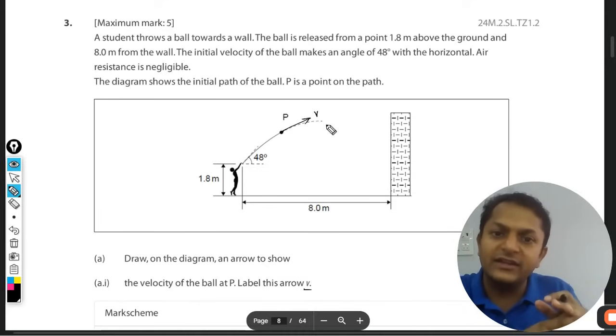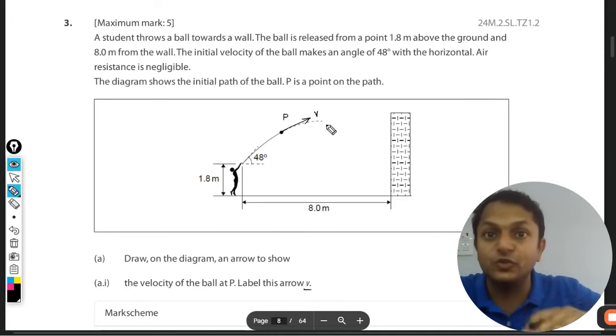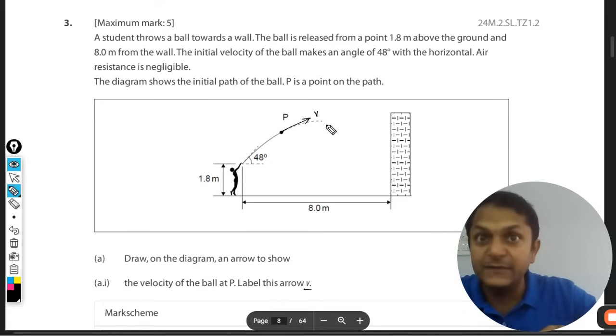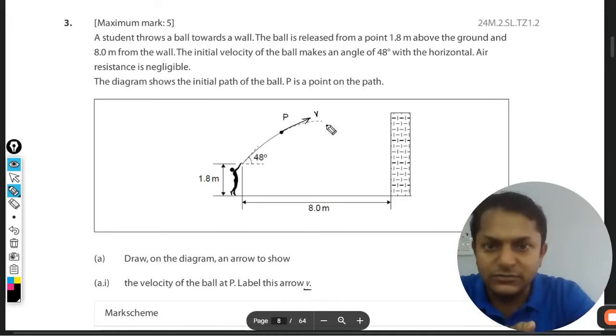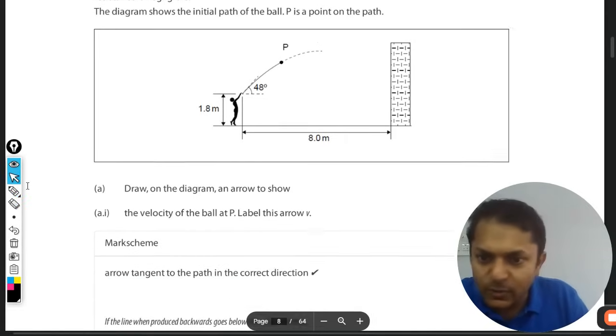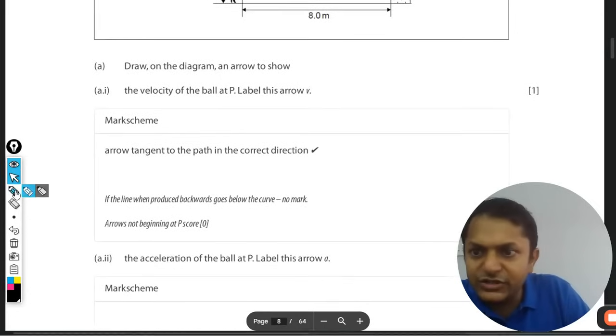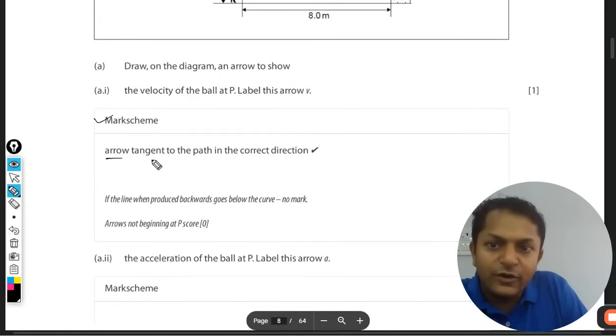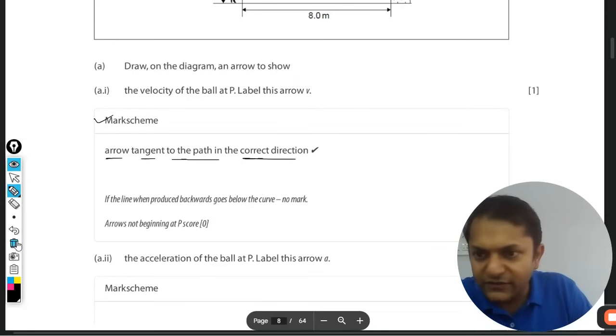You can even write that it will be the tangent to the trajectory at the point P, and this is how it is shown. So this is part A1. We have done it. Let us now move to the next question and see what they are asking. You see, the mark scheme is also given here. Arrow tangent to the path is in the correct direction. So that we have already done.